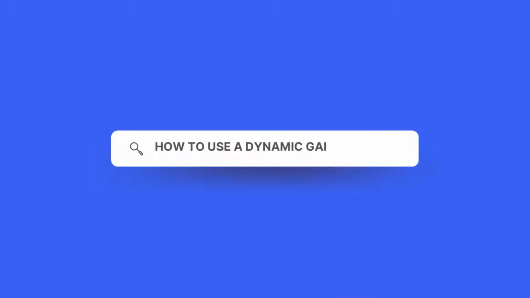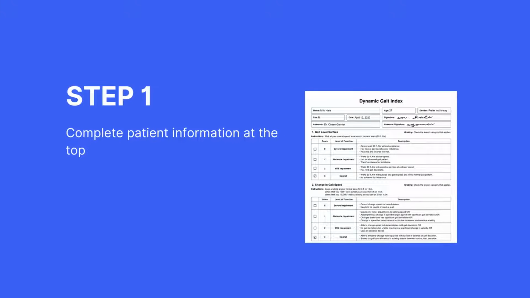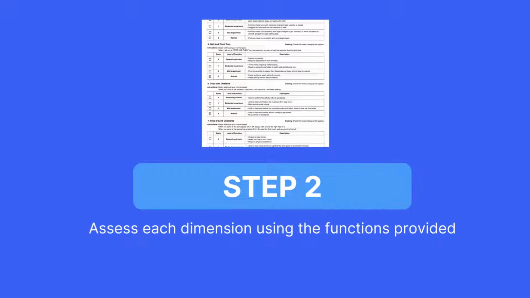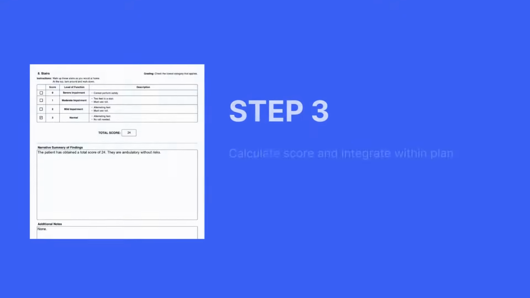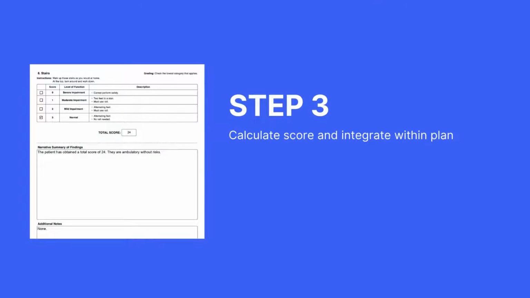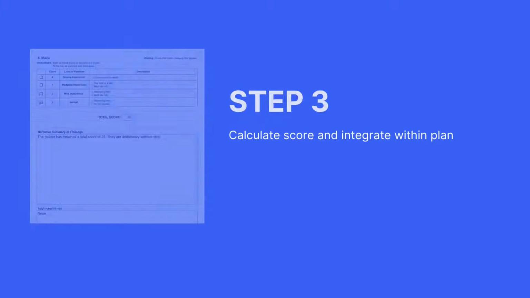Here's how to use the Dynamic Gait Index effectively. The first step is to complete all the patient information at the top. You'll then need to assess each dimension using the functions provided. The final step is to calculate the score and then integrate results within the plan.